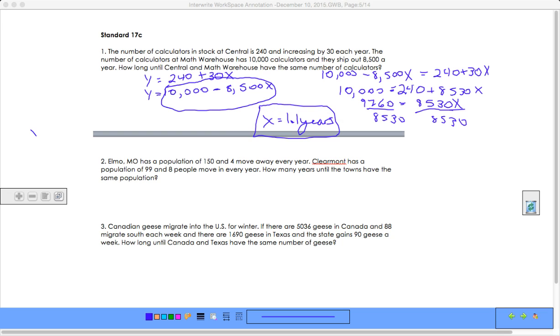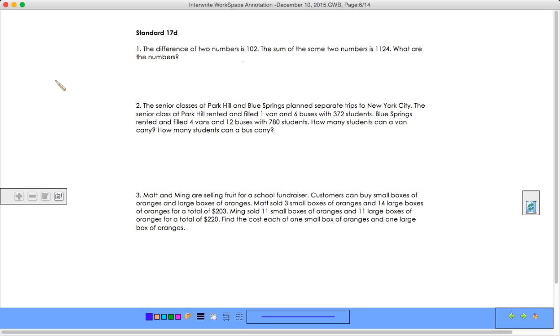All right. Now turning your packet to standard 17D. These systems are a little more of a mix of the different kinds you can have that are not necessarily following a specific pattern like the rate, time, and distance or coin problems do. Okay, but sometimes they're much easier to solve.